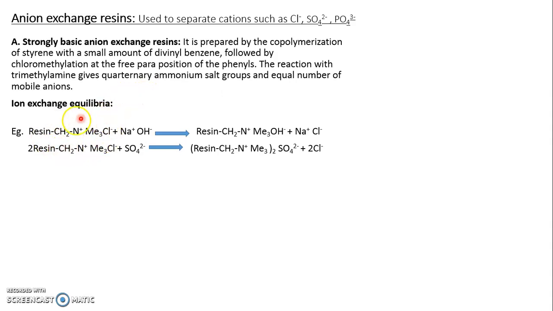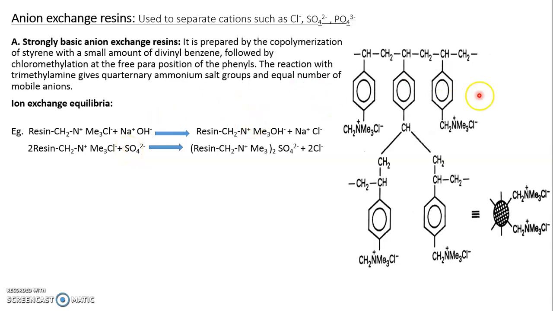Now this is a quaternary ammonium salt group, and you will have an equal number of mobile ions, that is chloride ions in this case. Now when you put sodium hydroxide in this case, obviously the anion will get exchanged and the chloride ion gets replaced, and in place of chloride ion you will have hydroxide ion. If you have a divalent anion, obviously it needs two groups so that the electrical neutrality is maintained. This is a typical synthesis of the polymer, and you can see the functional group that we require is at the para position. So this is the functional group in an anion exchange resin.